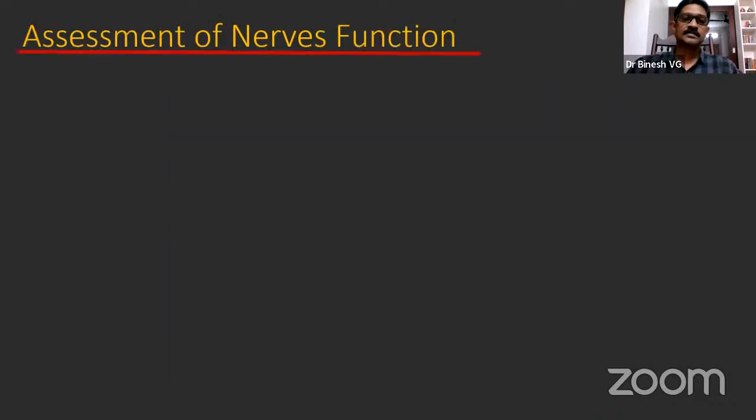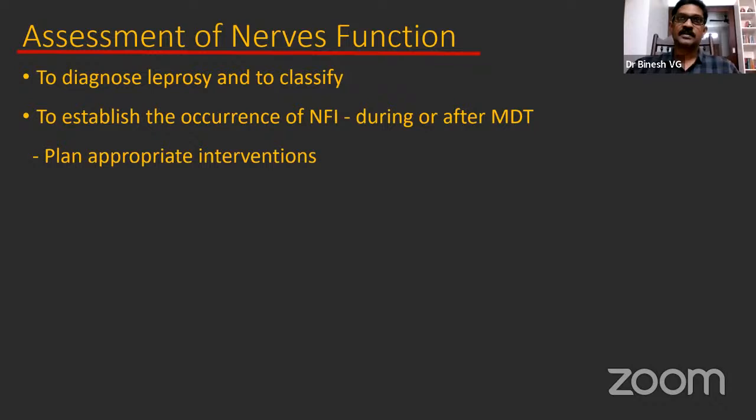And why is this important? Assessment of nerve function is important. One is, as we have already mentioned, to diagnose leprosy. Once we diagnose leprosy, again, we have to perform it at least every 3 months. Why? We may come across some nerve function impairment. If we come across some nerve function impairment, we have to treat it and monitor the response to treatment. For that also, we have to do this nerve function assessment.